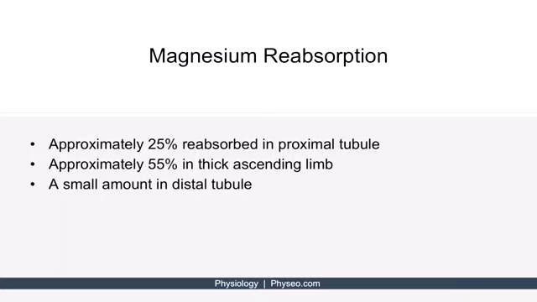Now let's talk about magnesium. So magnesium is reabsorbed in the proximal tubule, the thick ascending limb, and the distal tubule. The percentages are not high yield. The thing to remember is that most of the magnesium is reabsorbed in the thick ascending limb, as you can see, 55%. And this is through the paracellular space. And this is a similar mechanism as the calcium reabsorption in the thick ascending limb, which was discussed in the first lecture on the nephron.